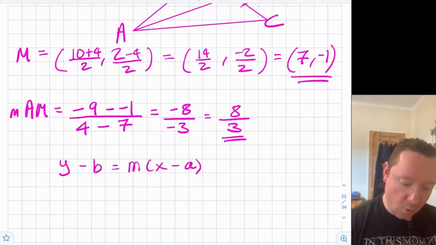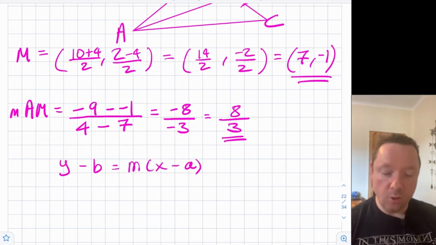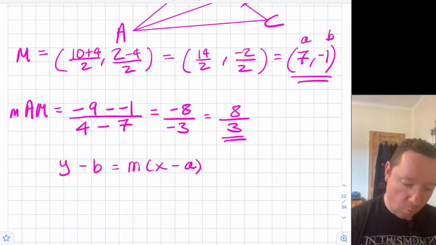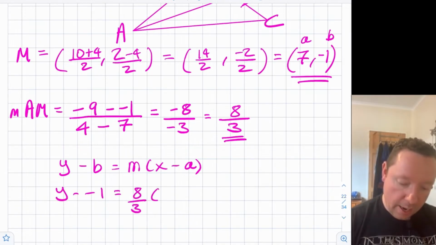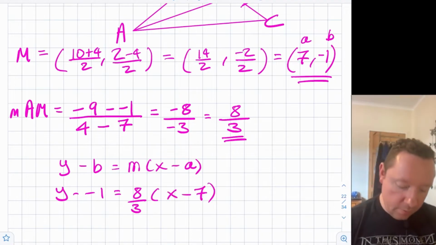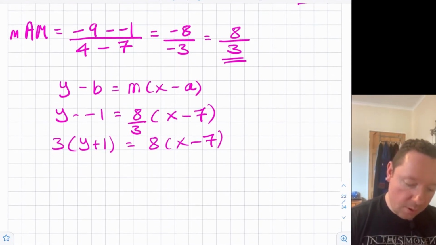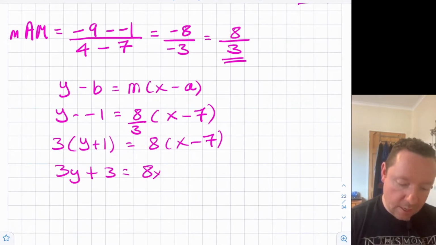Using either the point that we found out is the midpoint or the vertex, I'll use the midpoint, so that's going to be my a and b. So I've got y minus -1 equals 8/3 (x minus 7). Multiplying through by 3, we get 3(y plus 1), because of the minus minus, equals 8(x minus 7). And then just tidying that up, 3y plus 3 equals 8x minus 56.